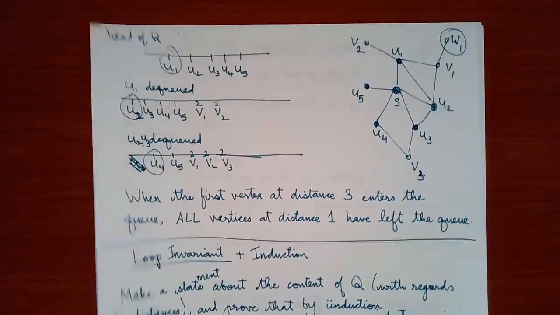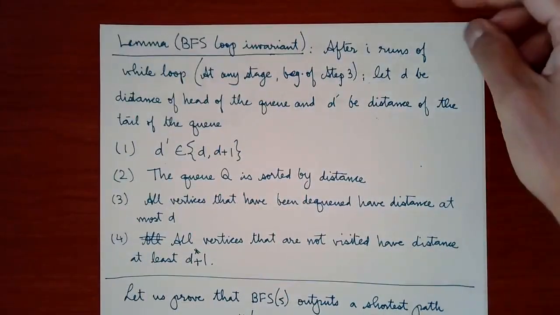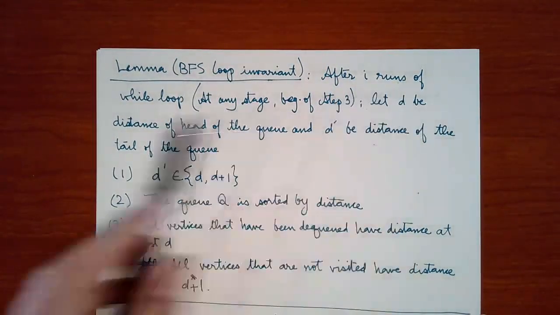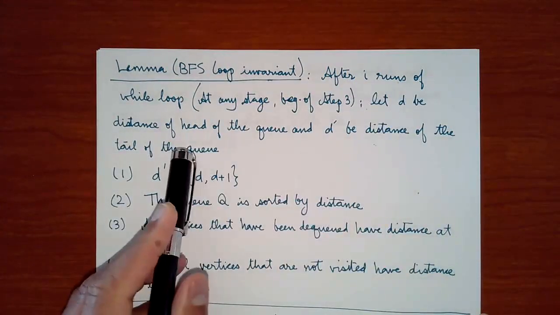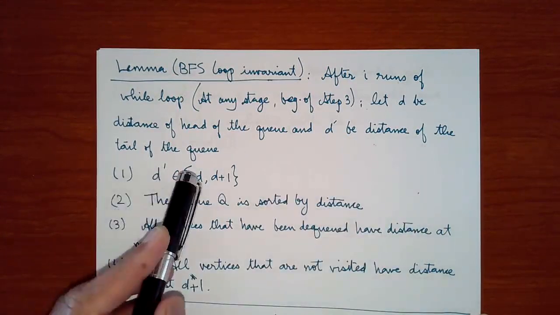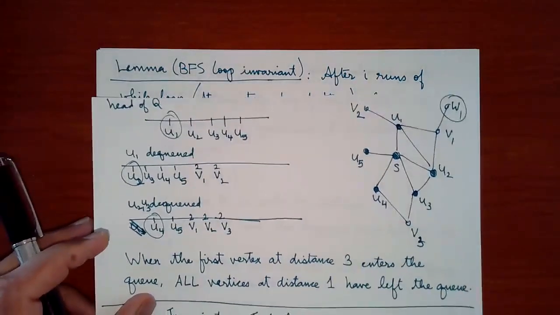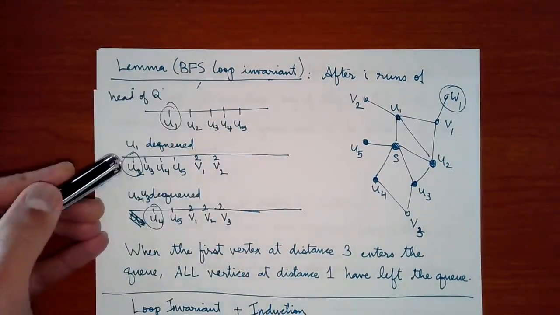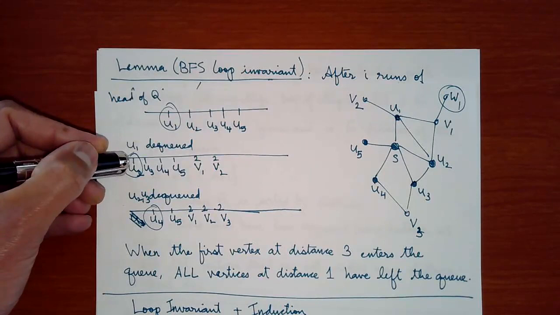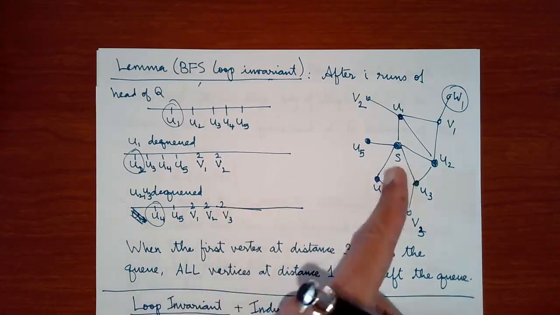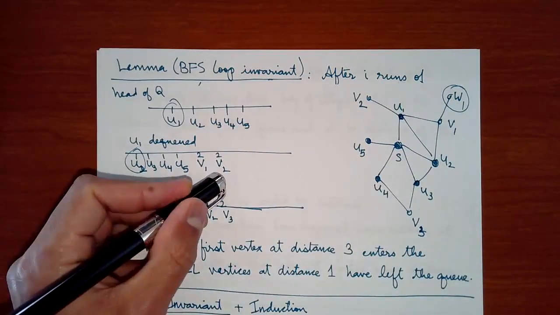The loop invariant of BFS went through a few misses, but finally we stated this lemma, which states that after some number of runs of the while loop, let D be the distance of the head of the queue and D prime be the distance of the tail of the queue, right? So you recall that when you looked at the BFS queue, you could look at the distance of the head. By distance, I always mean distance from the source vertex S. And then you can look at the distance of the tail, again from the source vertex. So this was D, and the latter was D prime.